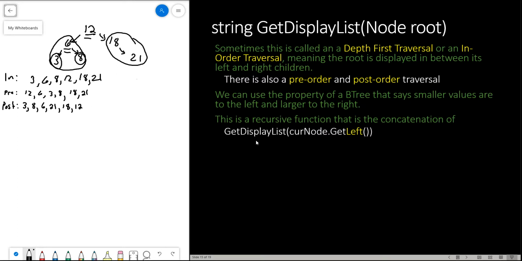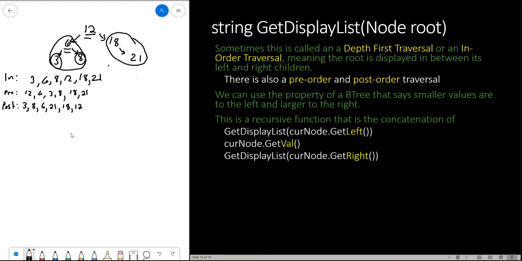First, say get display list of our current node dot get left. So whatever node we're starting out at, the root, it's going to say get display list of our left child, which is that entire thing, which is what I just said a second ago, right? And then, once we've done that entire left child, do me. Okay, now do my right child. So you can see how this will actually work recursively.